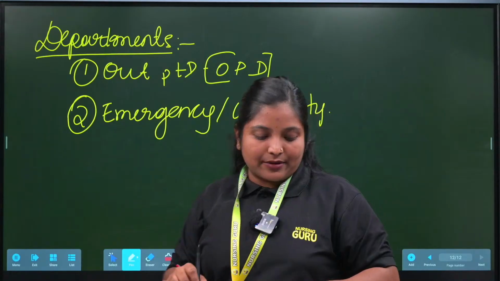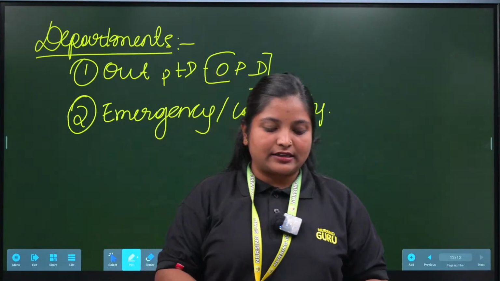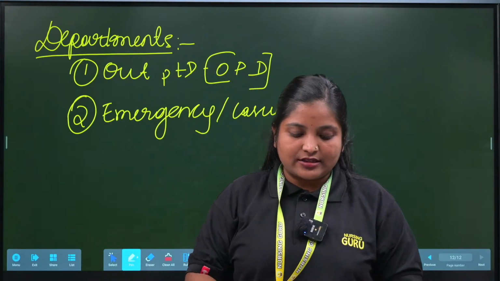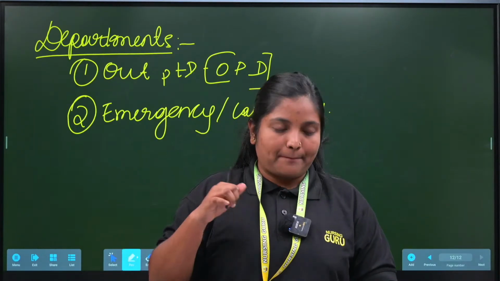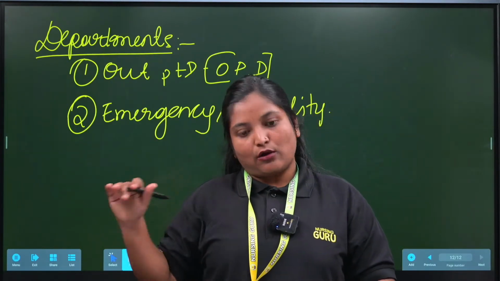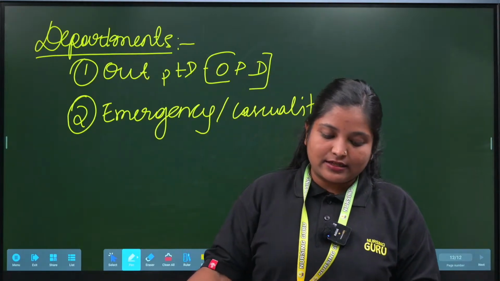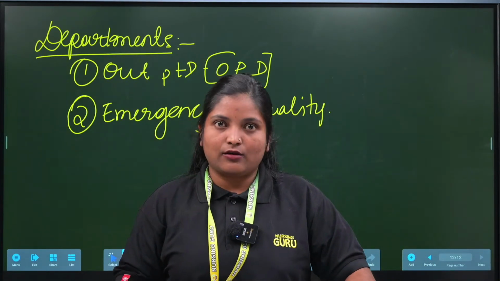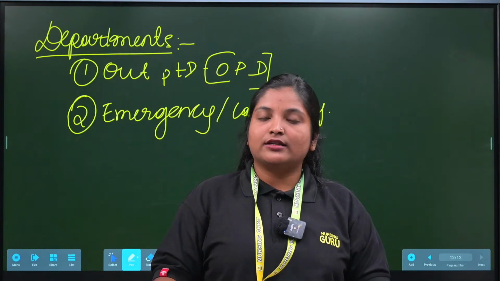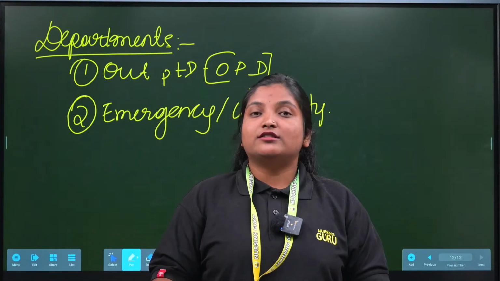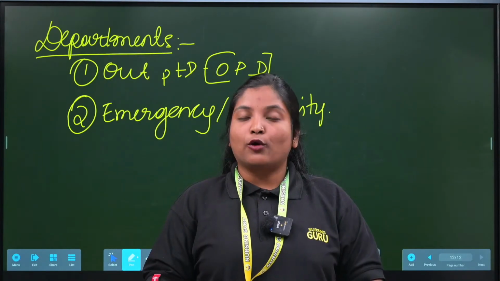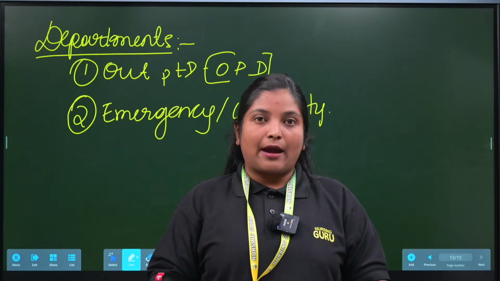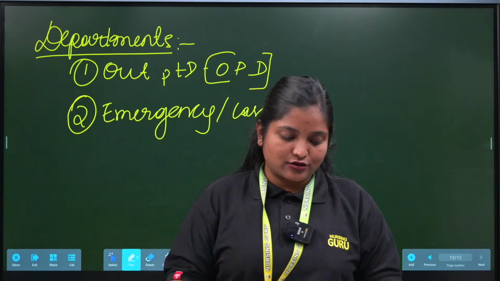So this emergency or casualty department is located in an area which is easily accessible to the patient. Most of the time, the ground floor only. The emergency department should have sufficient medical and nursing personnel. Why? Because in an emergency situation, sufficient staff should be there to provide care in a rapid way. So fast action should be there.